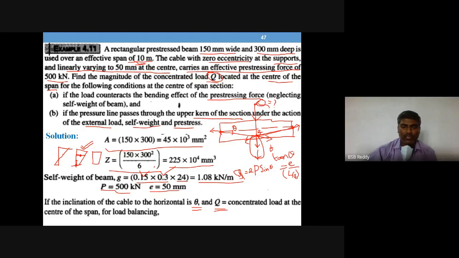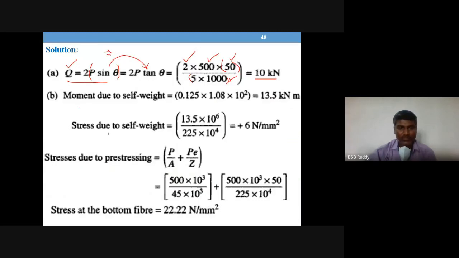That is the answer for question A. If the load counteracts the bending effect of the pre-stressing force only, what is the value of Q? Okay. Then now second question. If the pressure line passes through the upper kern of the section, means what? Upper kern, if the pressure line passes through this point, the bottom stress shall be 0. Okay, that is a condition. So under the action of external load, self weight and pre-stress, what is the Q value, right? Let us see. So first find out the bottom fiber stress and equate that to 0, then you will get the Q value, right?